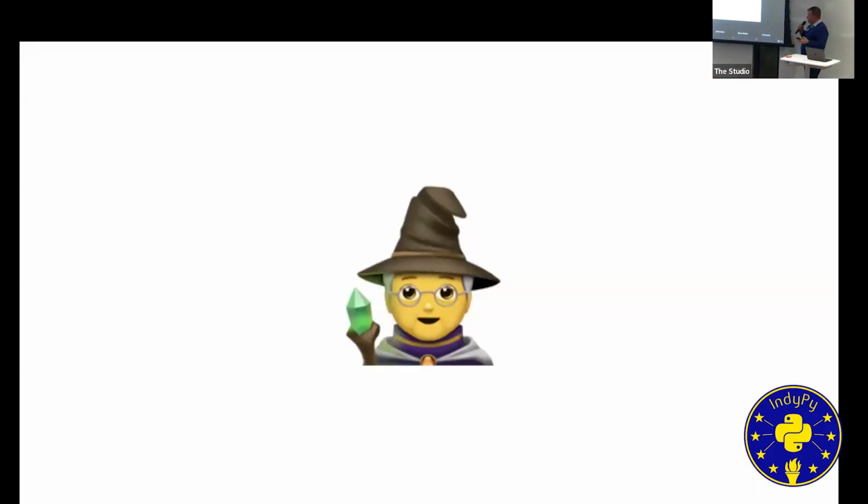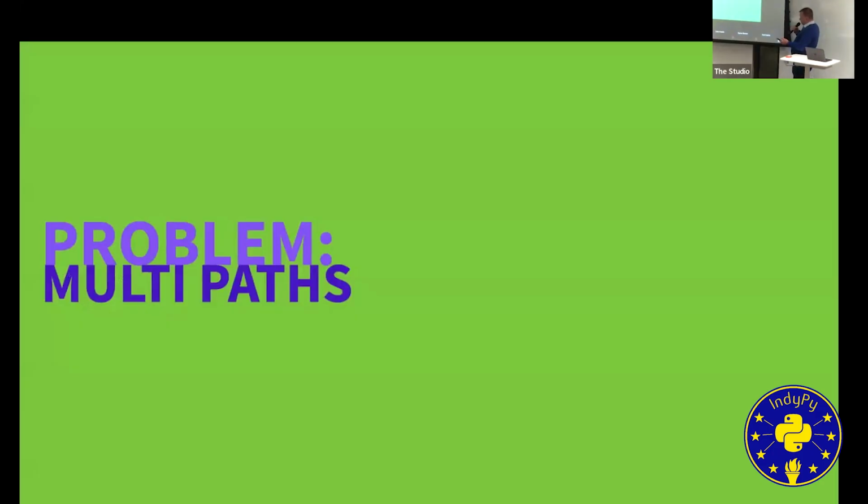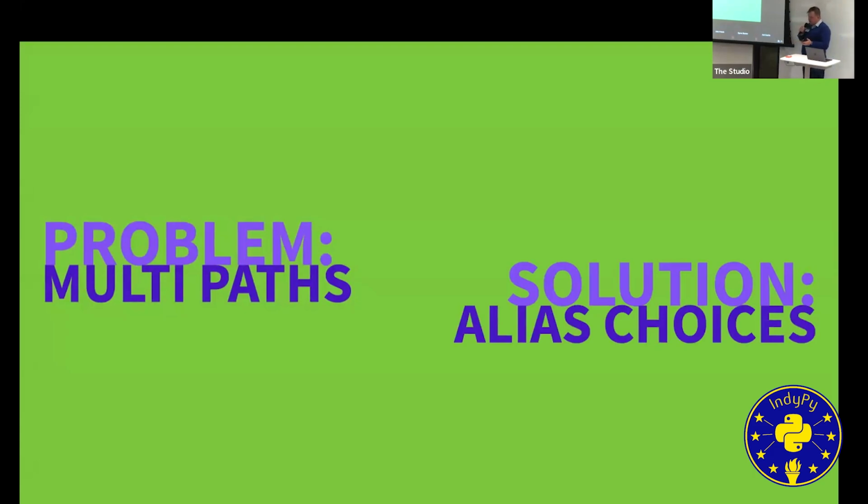All right, we are at our final incantation here, and this one is going to deal with the discrepancy between ID in our first patient and MRN in our second patient. And I will say MRN here is a medical record number. It's a common identifier in healthcare systems. So that's what MRN is. And it's time to solve the problem of multiple paths to the data that we want. How do we tell Pydantic about these multiple paths? Well, we're going to use alias choices, often in conjunction with alias path.